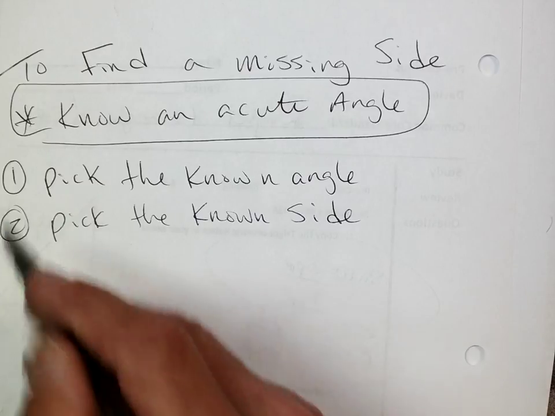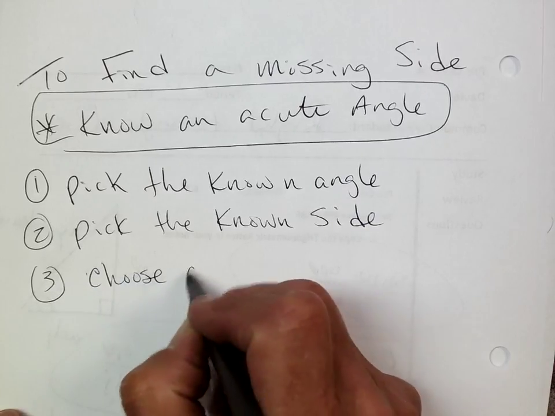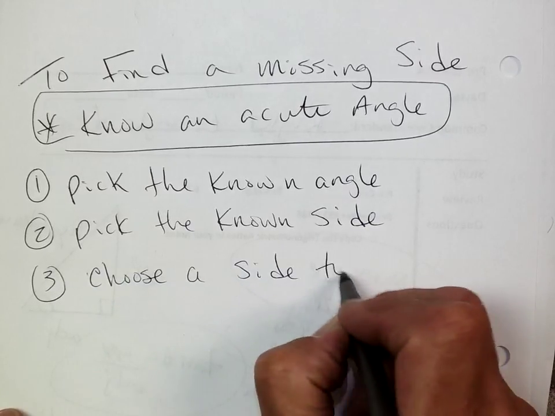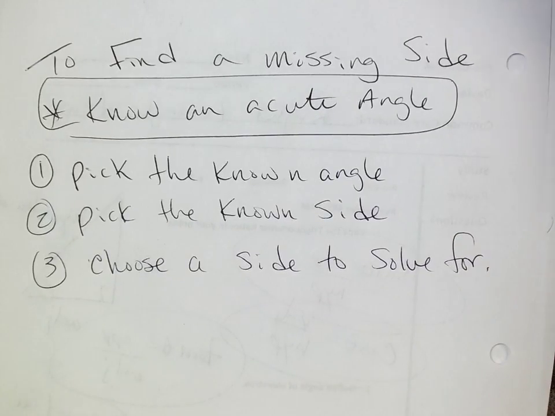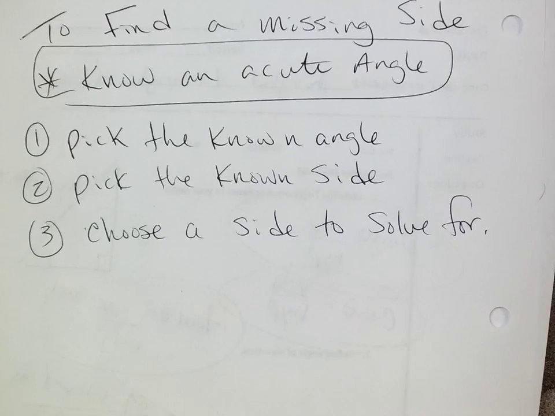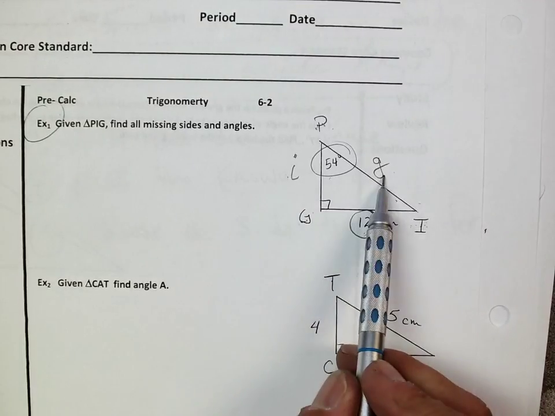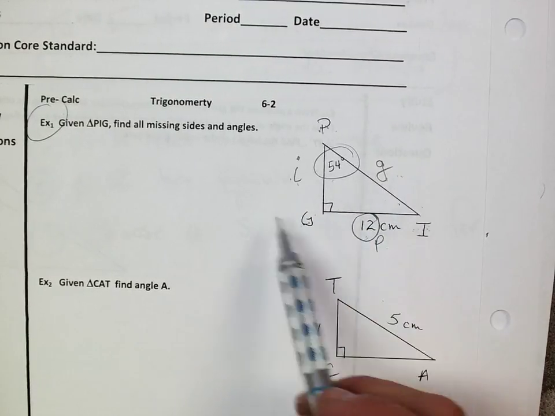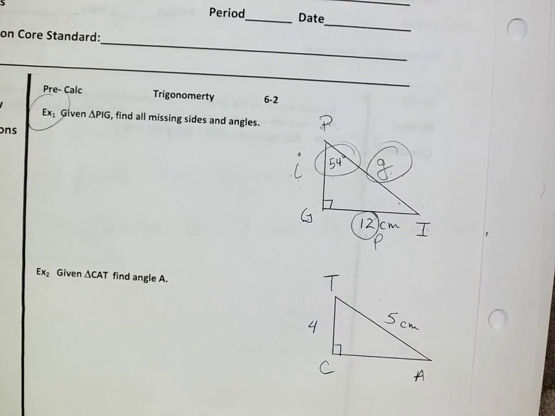Step three, choose a side to solve for. Write that down. It doesn't matter which one. It does not matter, okay? I could either solve for little i or little g. Stefan, which one do you want? Little i, it does not matter. I or g? Let's do g. G it is. We've chosen our side.